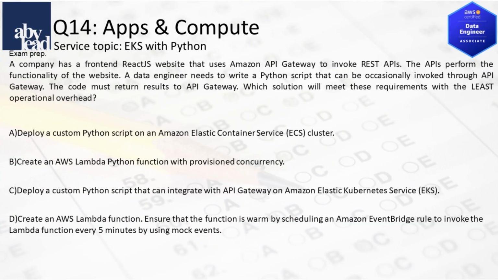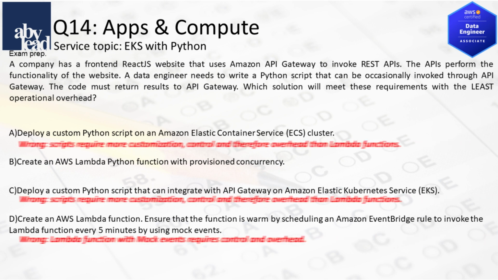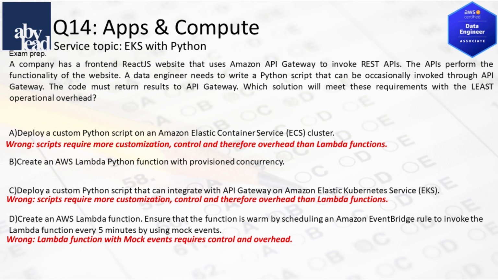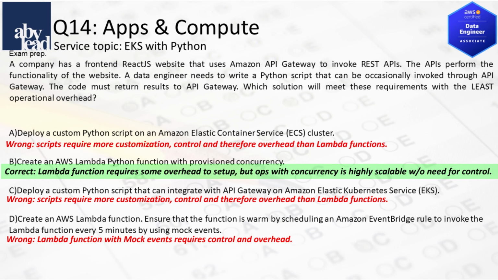Question 14. How do you realize with least overhead an API-invoked Python script to return results to API Gateway of a React.js website? Inadequate to avoid control and overhead are customized scripts or mock events with scheduled Lambda functions. The solution is to use Lambda function with low overhead and concurrency for highest scalability.